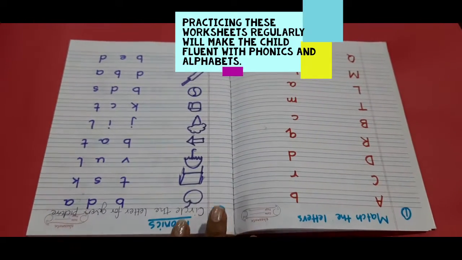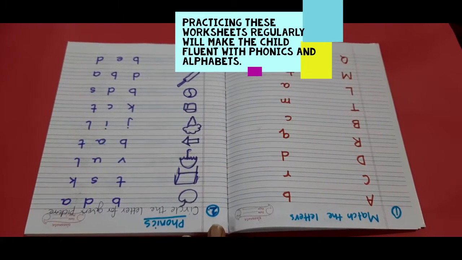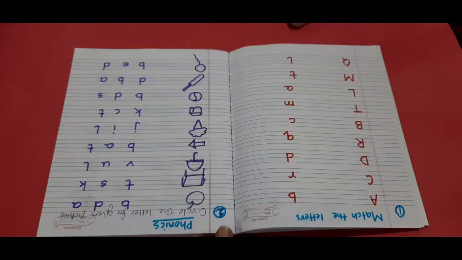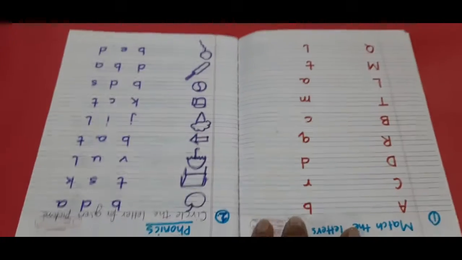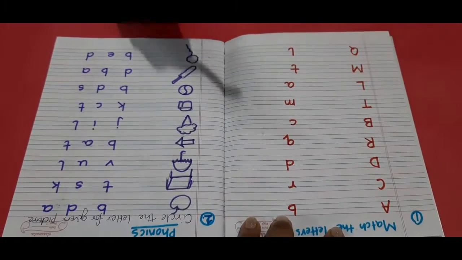Today this is a revision video of whatever Anaika has read in English, phonics revision and letters revision. I'm just sharing all these worksheets so that you can also try them for your kids. Okay, start, Anaika. This is match the letters. Can you match the capital letters with the small letters? Please start doing.